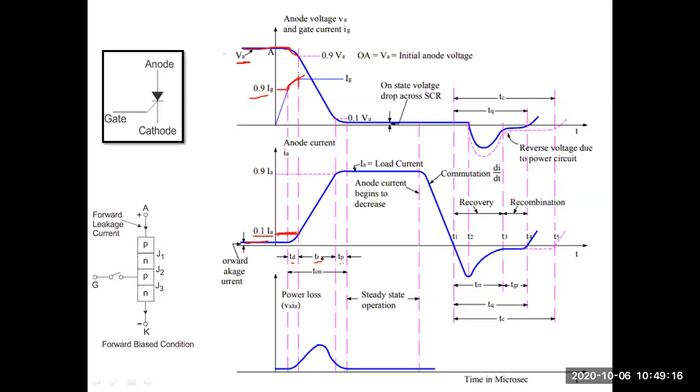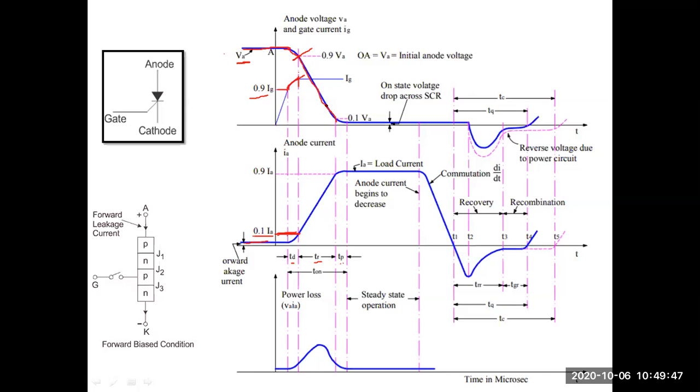Okay, so look at the interval here. If we want to define it from the anode voltage, this is the anode voltage. Initially it is 90% of the anode voltage, that means 0.9 Va, down to 0.1 Va. So the time taken for the anode voltage to fall from 0.9 Va to 0.1 Va, that is the rise time.